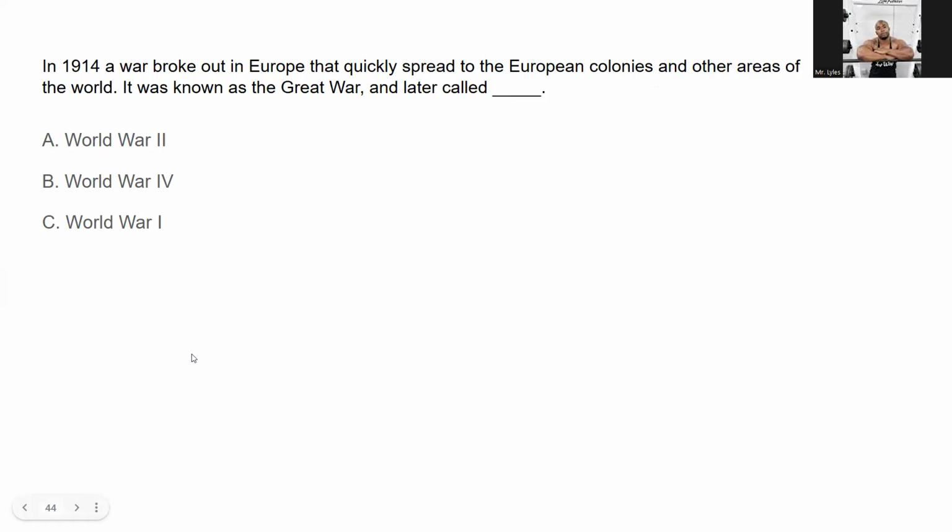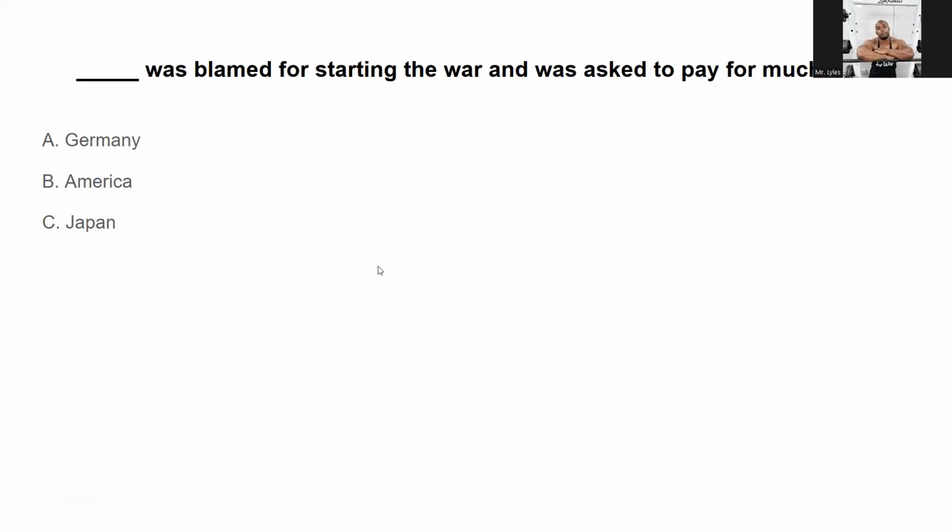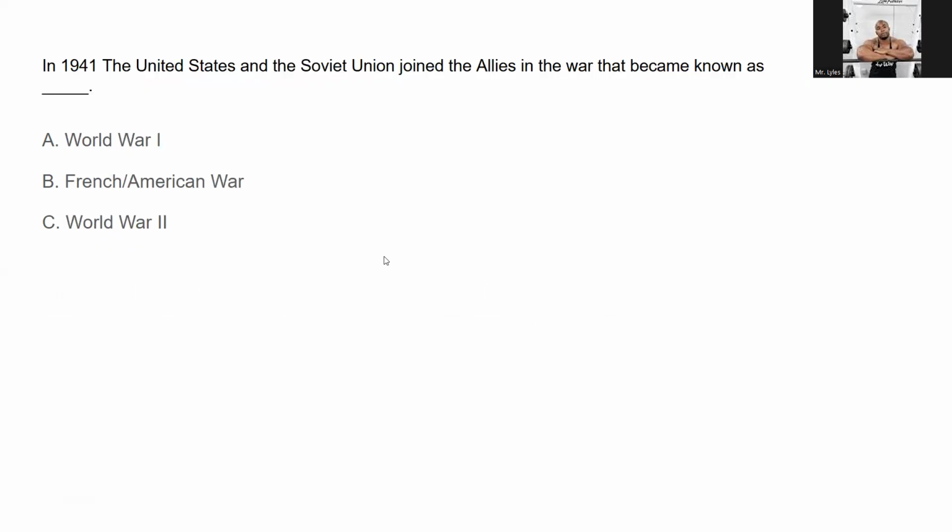In 1914, a war broke out in Europe that quickly spread to European colonies and other areas of the world. It was known as the Great War and later called what? World War One. Germany was blamed for starting the war and asked to pay for much of it. So who was blamed for starting the war? Germany. 1914 is World War One. 1941 is who?